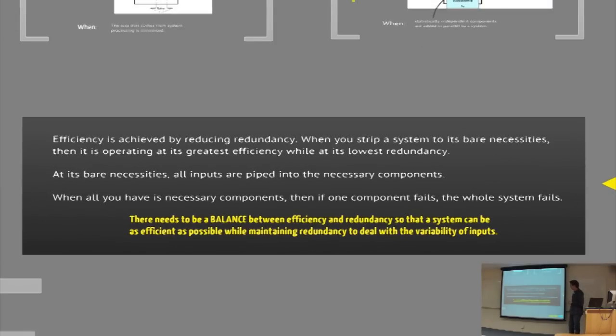So just reiterating, when you strip a system to its bare necessities, then it's operating at the greatest efficiency while it's at the lowest redundancy. When all you have is necessary components, then if one component fails, the whole system fails. There needs to be a balance between efficiency and redundancy so that a system can be as efficient as possible while maintaining redundancy to deal with the variability of inputs.